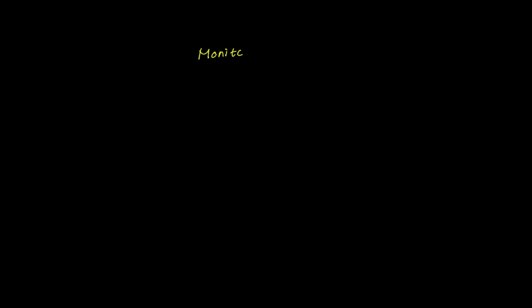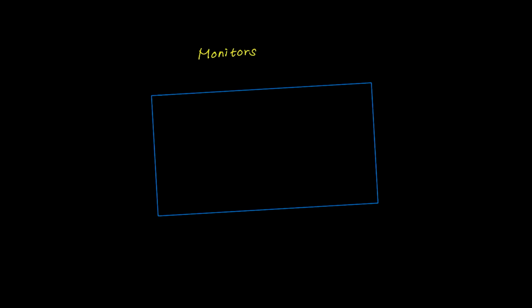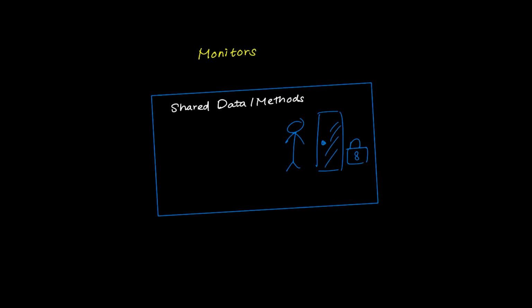Monitors are sophisticated synchronization constructs that combine the best of both worlds. A monitor is like a secure room that contains shared data and the procedures to access it, with a built-in bouncer at the door. Only one thread can be inside the monitor at a time, providing mutual exclusion automatically.